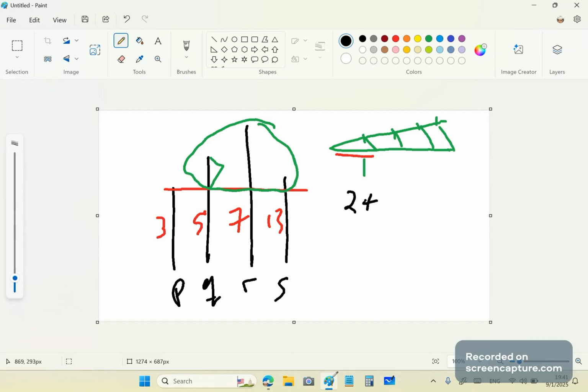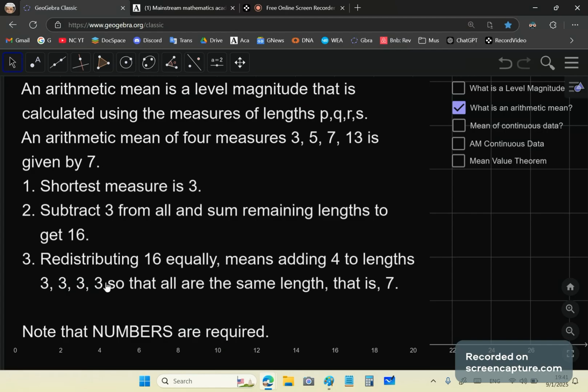So that means on this one here, you'd have 2 plus 4 plus 10. So you've got a total of 16. So this line here will be 16 units, abstract units, not physical units, but abstract units long. And then if you redistribute 16, that means adding 4 to all the lengths. And so your level magnitude, or the measure of your level magnitude, which is the arithmetic mean, is 7. And note that no numbers are required here.